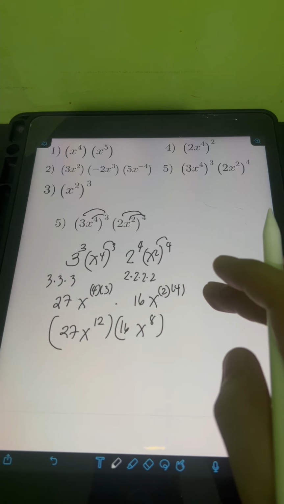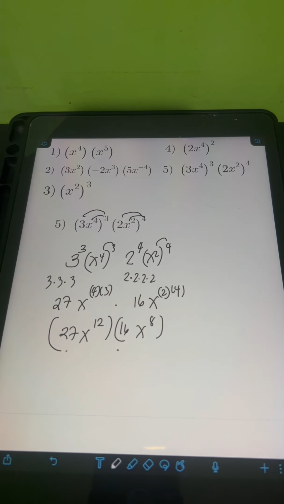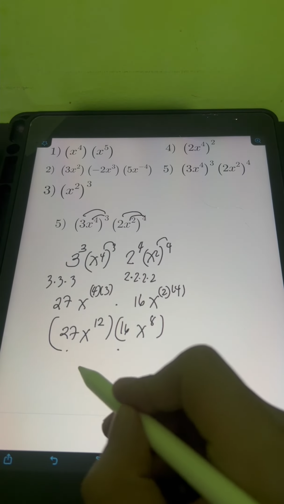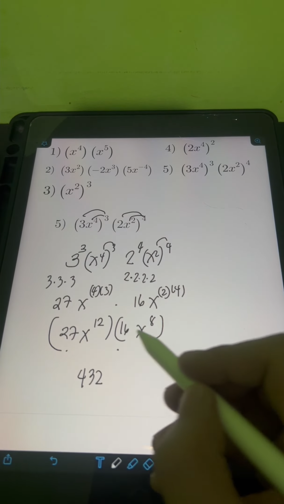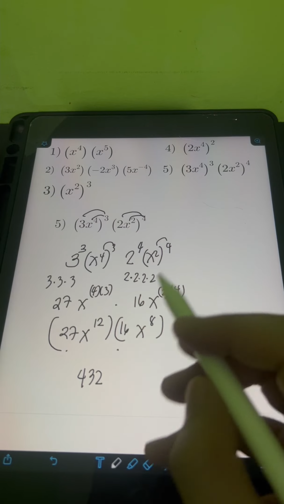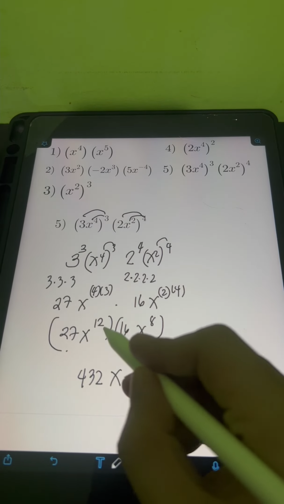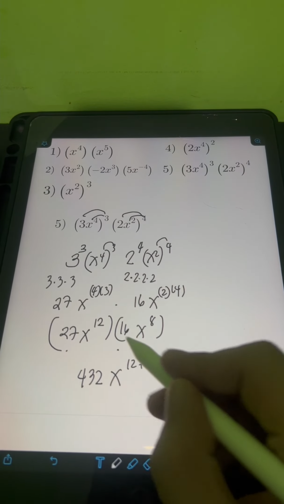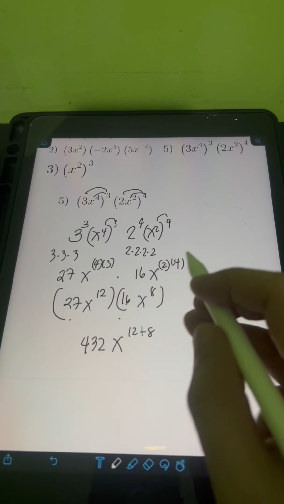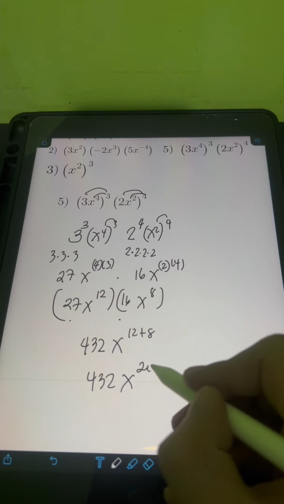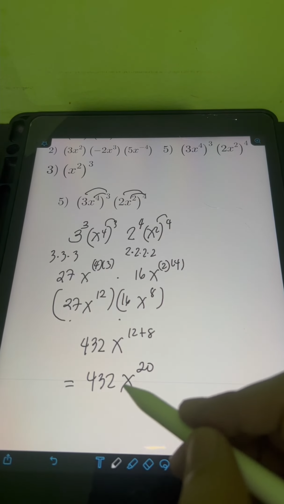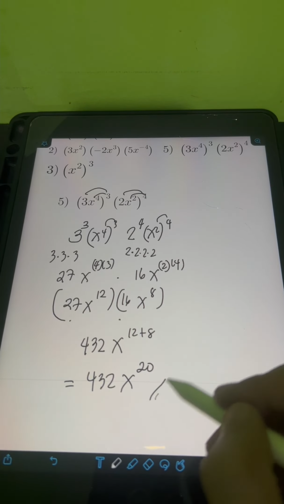And then we can multiply first the constants. So 27 times 16, that's equal to 432. And applying the multiplication law of exponent for x to the 12th times x to the 8th, copy the base x and then this time add the exponents 12 plus 8. So we will have 432x raised to 12 plus 8, or 20. So the final answer is 432x raised to the 20th power.